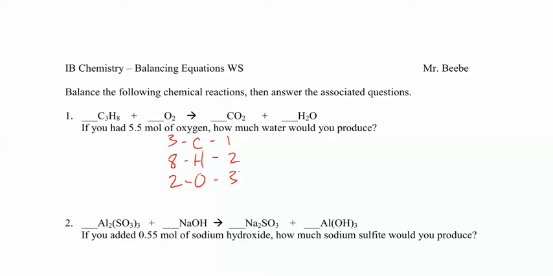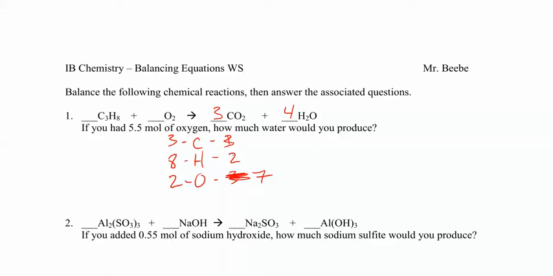So for example, I should put a 3 here to balance out the carbons, but that changes the number of oxygens I have as well. So 3 times 2 is 6, 6 and 1 makes 7. So now I have 7 oxygens. Moving down the list, I see my hydrogens are out of whack, so I'm going to put a 4 here, and that takes care of the hydrogens being balanced.